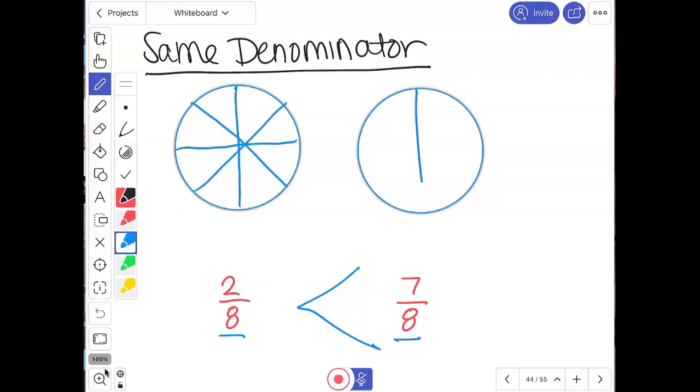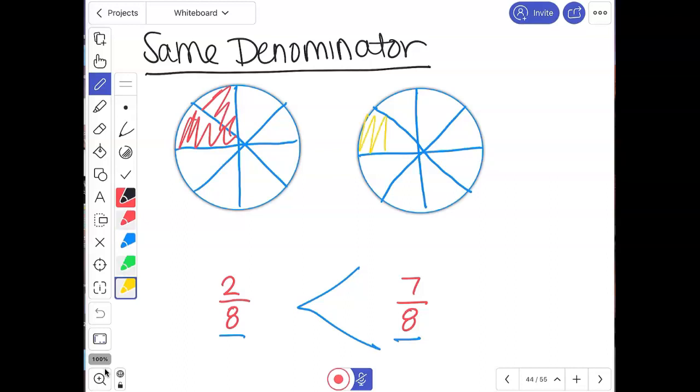If you ever need to pause, and I don't tell you to pause, you don't have to wait for me to say it. You can pause at any time. You can rewind at any time. All right, so they're broken into 8ths. I'm going to shade in 2 in one color. I'm going to shade in 7 in another color. And it's really clear to me that these 2 take up much less space than these 7 over here. So that's true. 2 is less than 7, or 2/8 is less than 7/8.